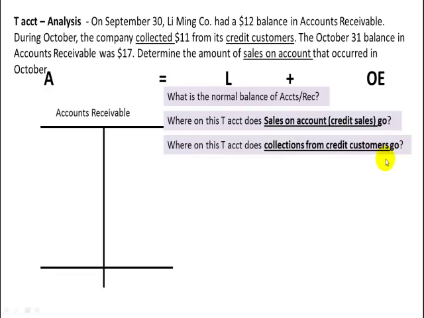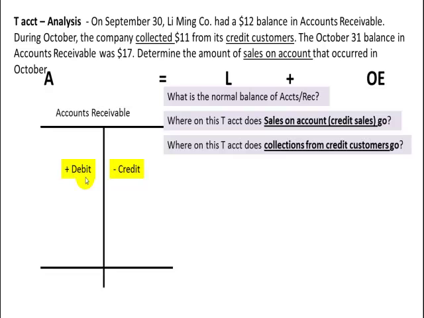Where on this T account does collections from credit customers go? Well, whenever you collect the money from your accounts receivable, you want to debit cash. It's an asset that increases that asset, and you want to credit accounts receivable. So collections go on the credit side and sales on account go on the debit side. So debits increase this account, credits decrease this account, and whatever increases the account is its normal balance. So the debit would be its normal balance.